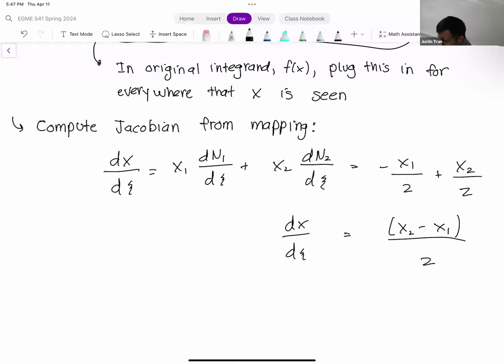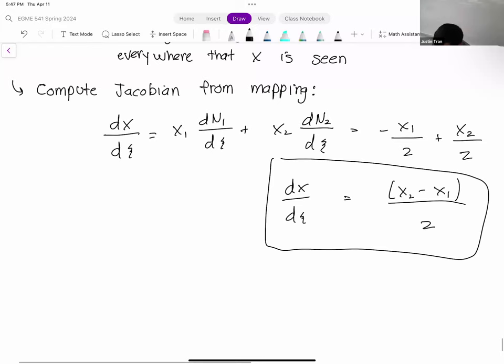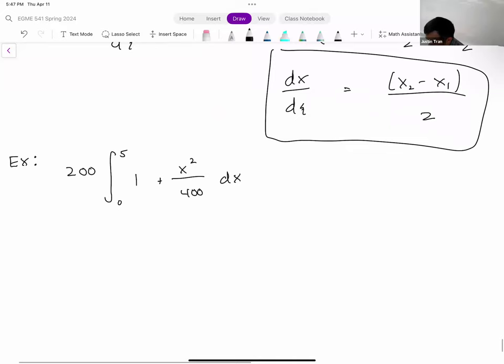All right, so let's see this in an example so you can see how this works. Let's evaluate this integral. This was an integral that we had from the previous problem, from our finite element form example, when we were doing our element stiffness matrix. We came across the following integral: 200 integral from 0 to 5 of 1 plus x squared over 400 dx. So let's evaluate this using a two-point Gauss rule.